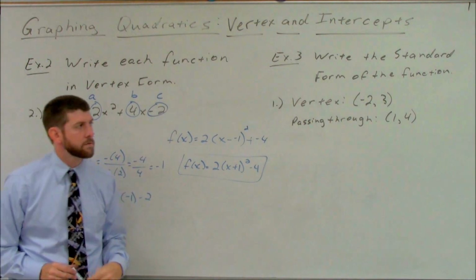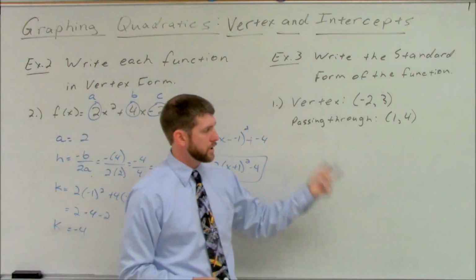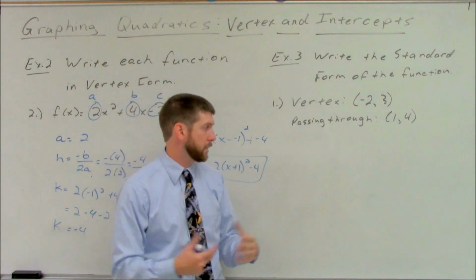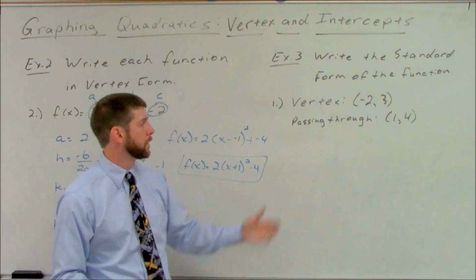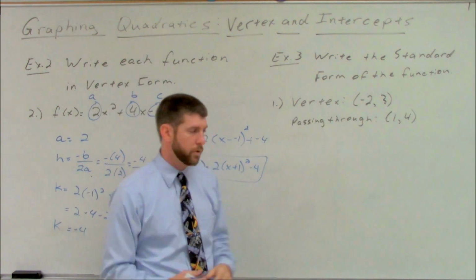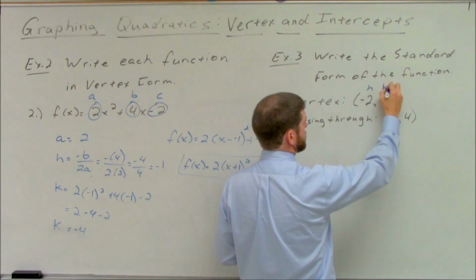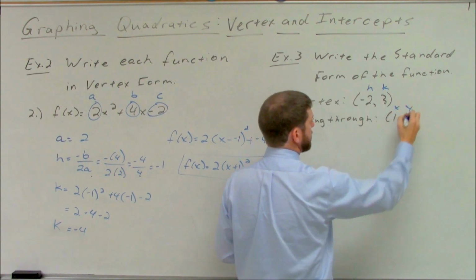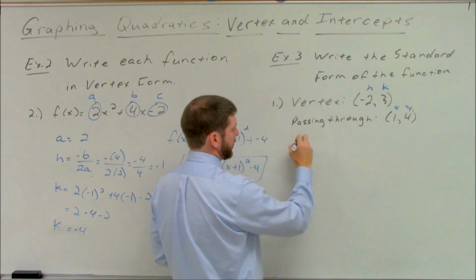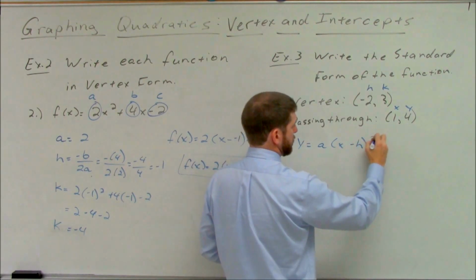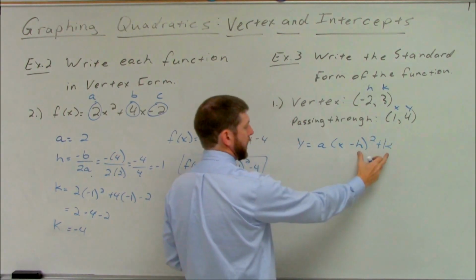All right, on this one over here, they give us a vertex, they give us a point. So it's kind of like when they give you slope and a point in linear equations, use point-slope form. Well, if they give me vertex and a point, I'm going to use my vertex form. So vertex form, they've given me h and k, and they've given me x and y. So if I take my vertex form, y equals a times x minus h, quantity squared, plus k.